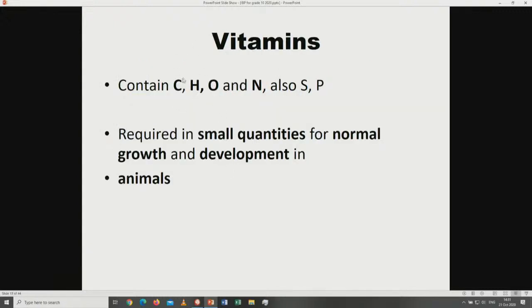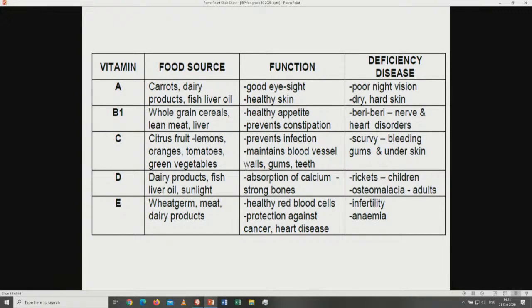Vitamins consist of carbon, hydrogen, oxygen and nitrogen, and also sulfur and phosphorus. Now vitamins are required in small quantities for normal growth and development in animals. We have different types of vitamins. We have vitamin A, and we get it from food sources such as carrots, dairy products, and fish. Vitamin A is very important for good eyesight and healthy skin. When you don't get enough vitamin A, the deficiency disease that can develop is poor night vision and a dry, hard skin.